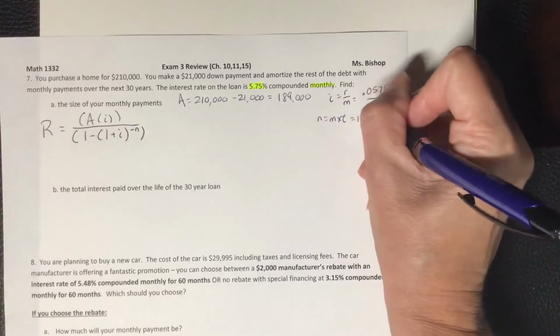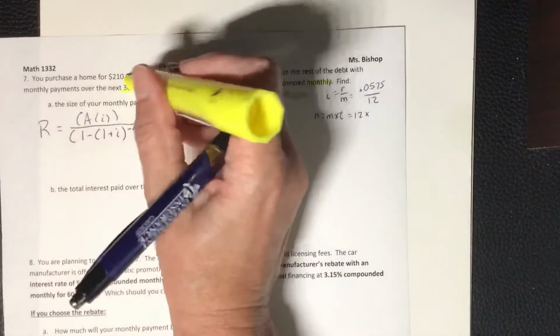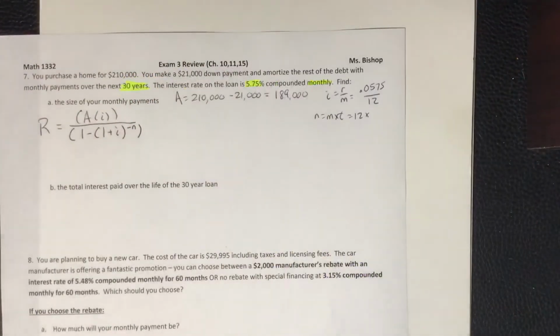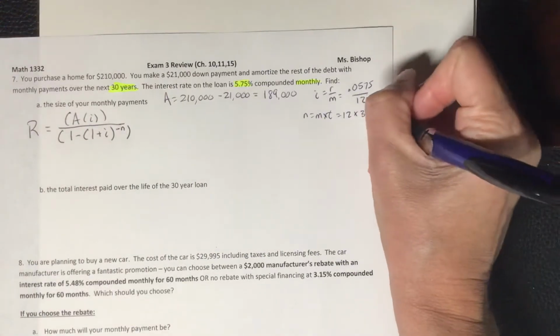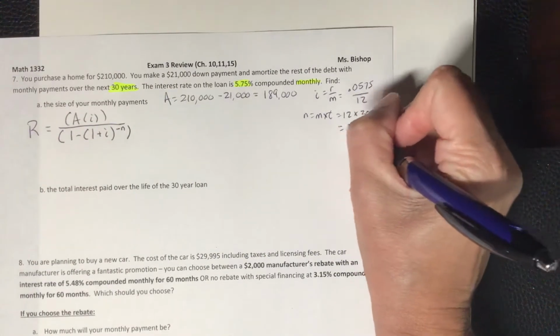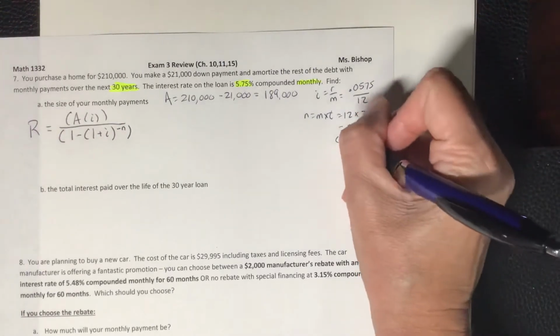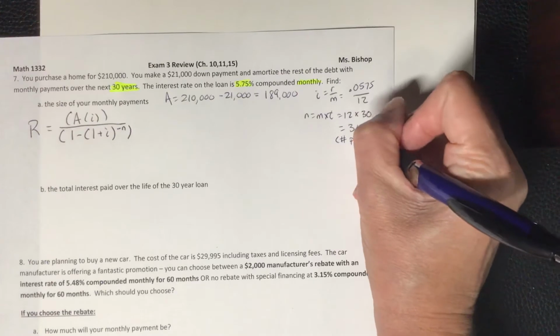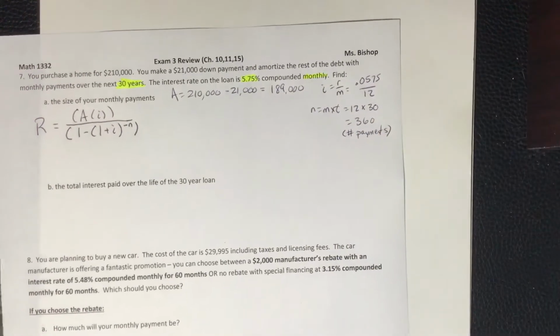Now N is going to be M times T. So 12 times a year, we're doing a 30-year mortgage. So 12 times 30, and this comes out to 360. And remember, in this context, this is also the number of payments. So you'll make that mortgage payment 360 times.